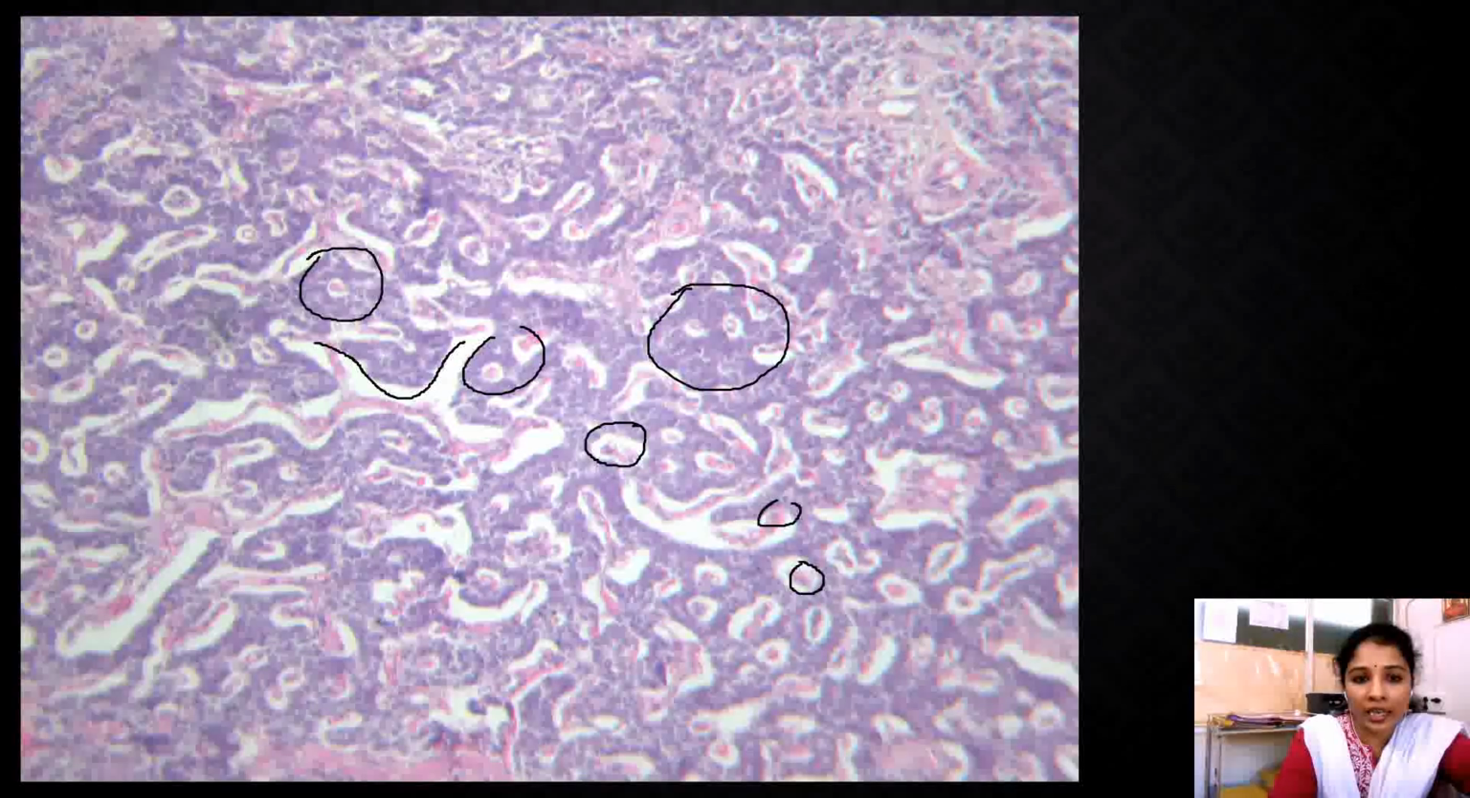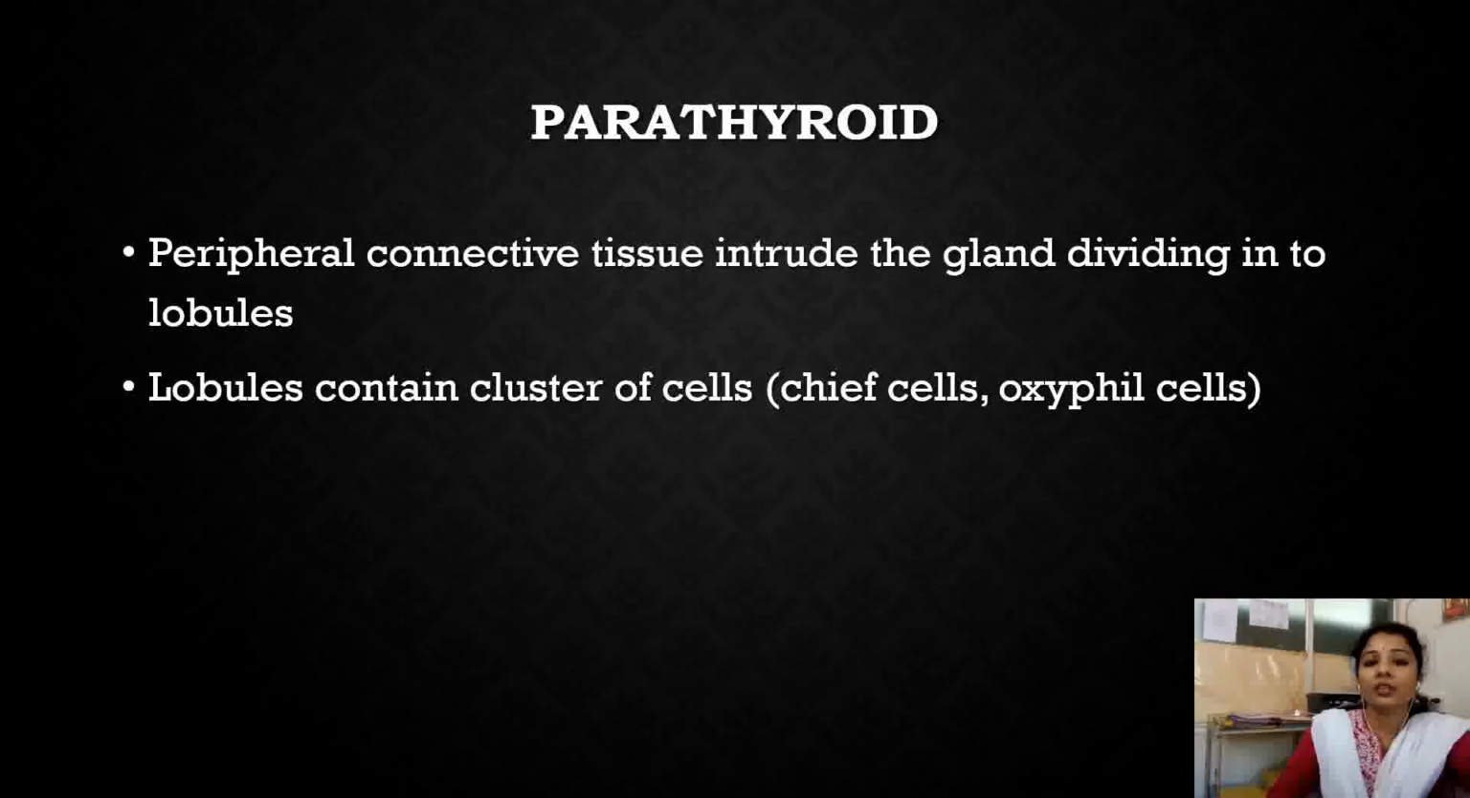These irregular gaps that we are seeing here are the sinusoids, where they pour their secretions directly into the sinusoids. So peripheral connective tissue intrudes inside the gland, dividing the gland into lobules, and these lobules contain clusters of groups of cells, which are the chief cells and oxyphil cells. Chief cells are also called principal cells. Chief cells produce parathormone, and the exact function of oxyphil cells is not known, and they are very few in number.